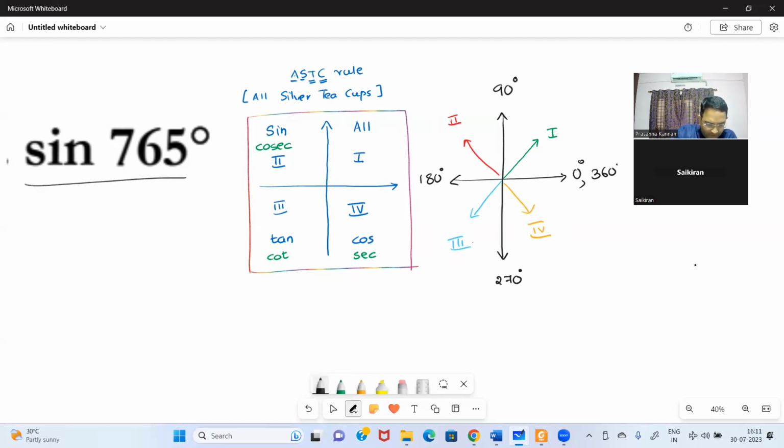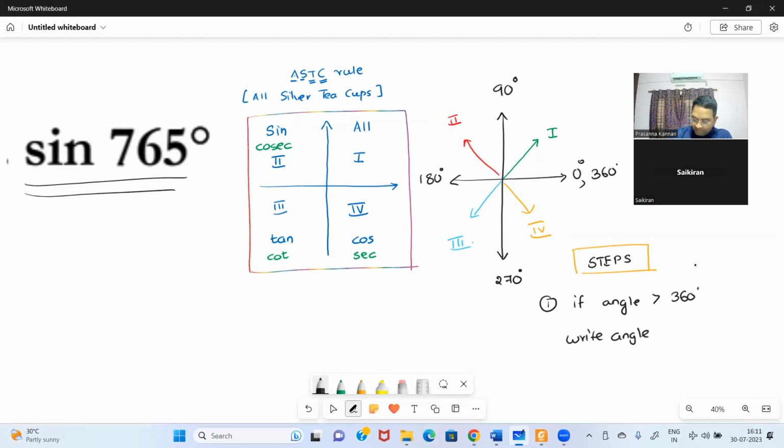Whenever you're given a sum like this, I'll tell you the steps for how to do it. Step number 1: if the angle is greater than 360, write the angle as 360 into some integer plus the remainder.